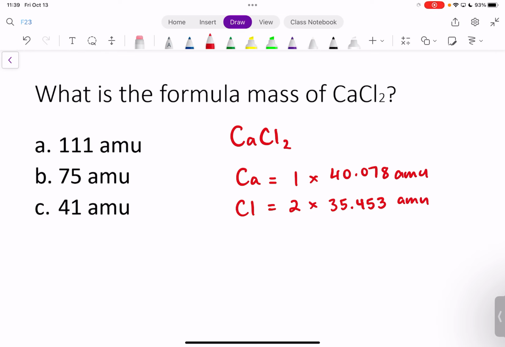Okay, AMU. All right, now remember your PEMDAS rules, right? I know it's been a while for some of us since we've done the order of operations. You have to multiply this number first: 1 times 40.078 is just 40.078. But 2 times this needs to be done first, and then you can add these 2 together, because our goal is to find the mass of that whole compound. So what did you guys get? 111, yeah, 111 AMU.